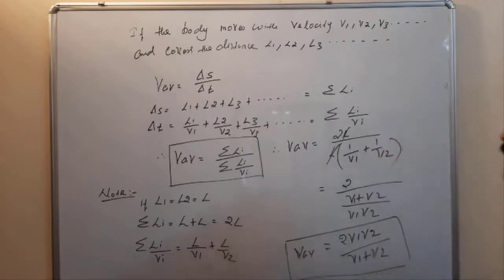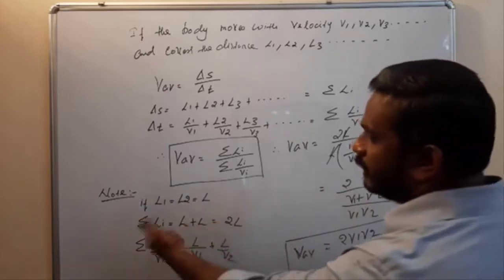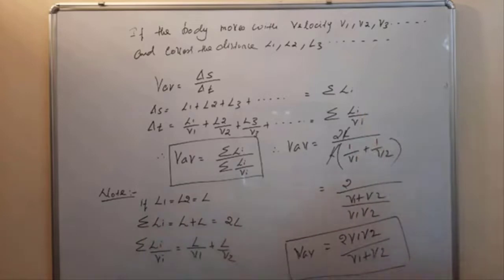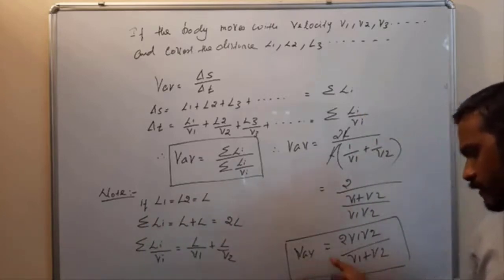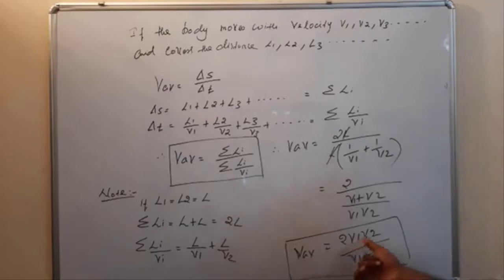Suppose the body moves with equal distances with different velocities. So the average velocity VAV is equal to 2 V1 V2 divided by V1 plus V2. So this formula we will use for solving the numericals. Okay.